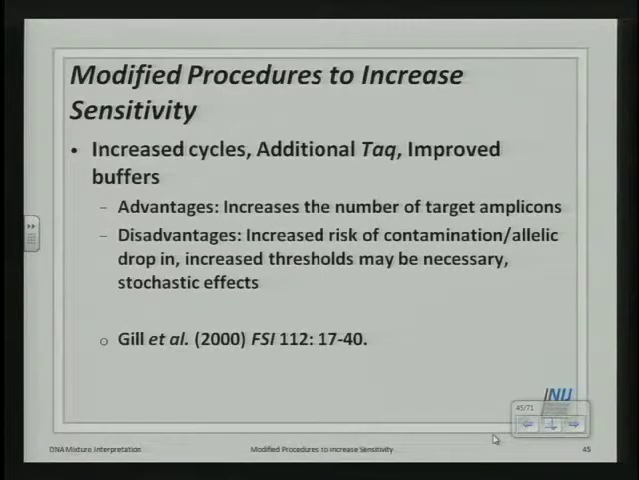Okay, and so finally, we'll talk about one major way to increase sensitivity, of course, which is to increase cycles, additional Taq, or improved buffers. Of course, this will increase the number of target amplicons, but the disadvantage is that you can increase your risk of contamination. You may have to increase thresholds, and of course, you're looking at stochastic effects. So Peter Gill and the Forensic Science Service pioneered this technique back in 2000. Classic paper in Forensic Science International.